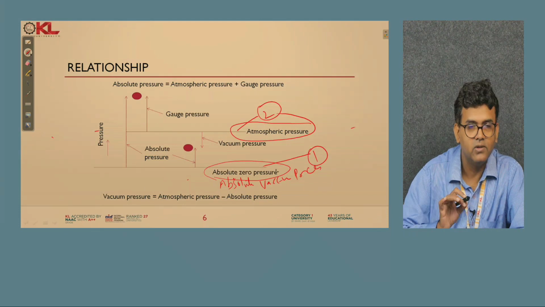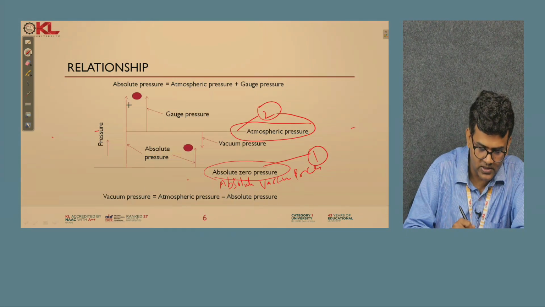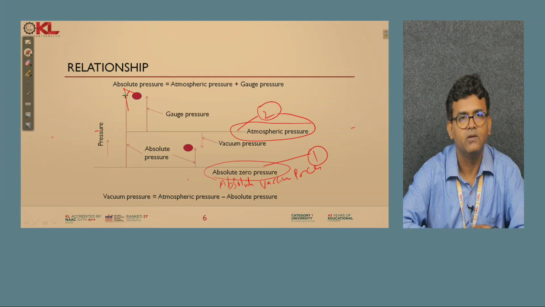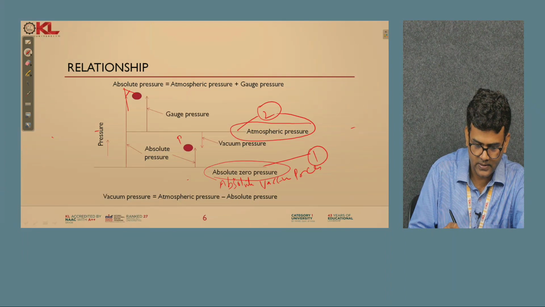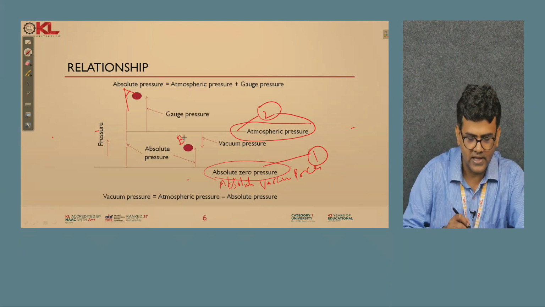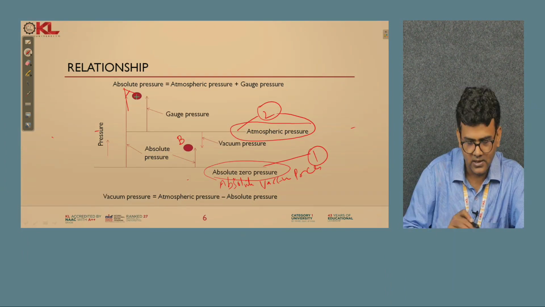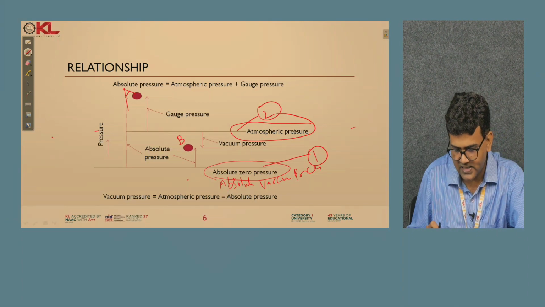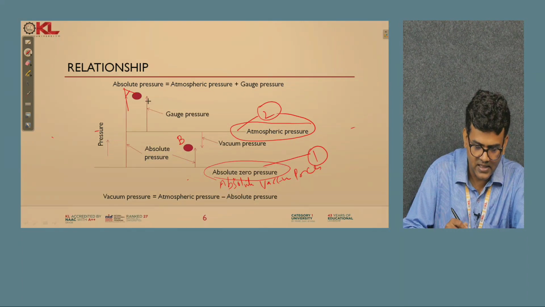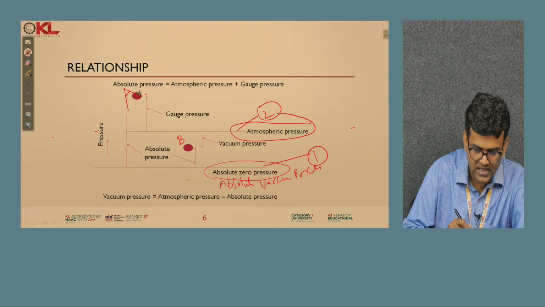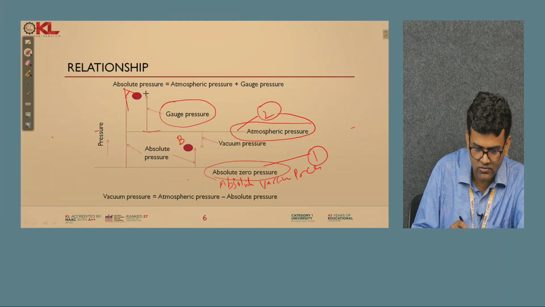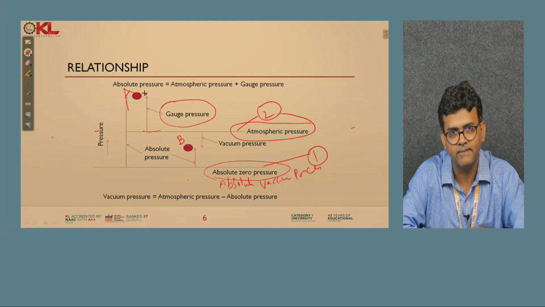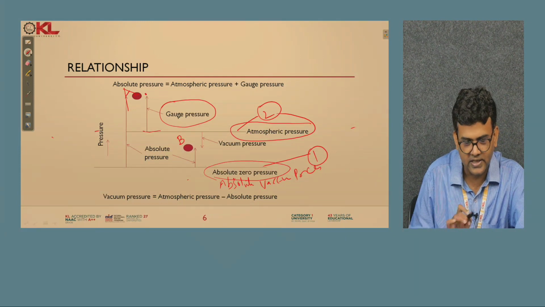Now we are measuring the pressure at a point, this point. Suppose this point is called A. We are measuring the pressure at point A. This is the point B. So at A, if you measure the pressure by taking the reference line as the atmospheric pressure, then this pressure at this point is called the gauge pressure. This is from this reference line up to this point. That is it is for the gauge pressure.